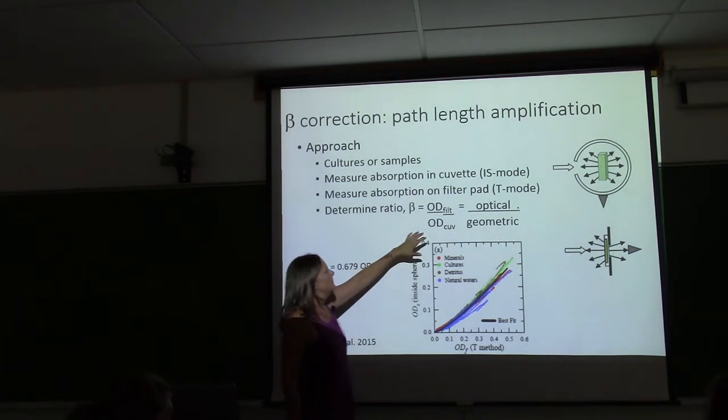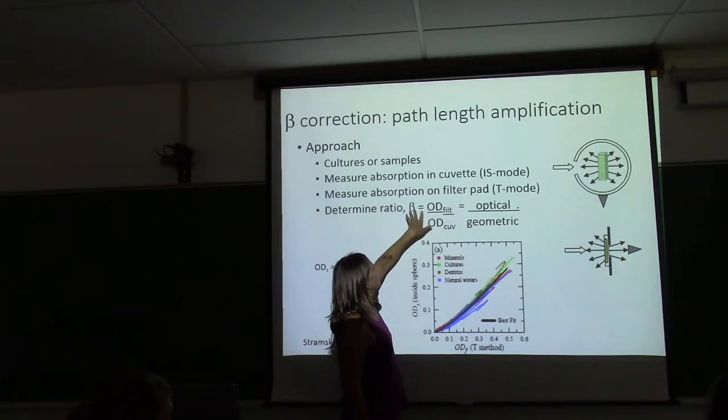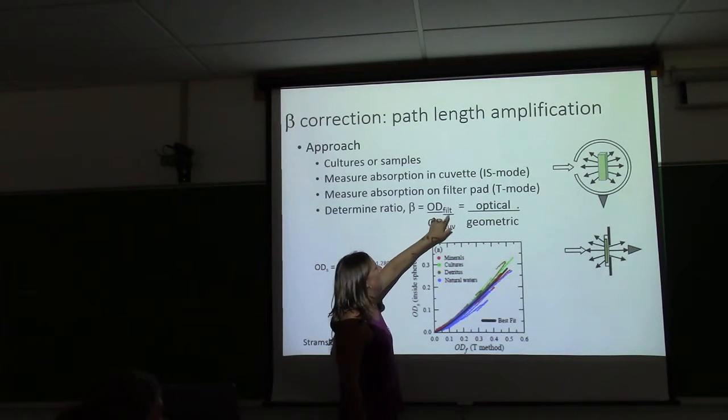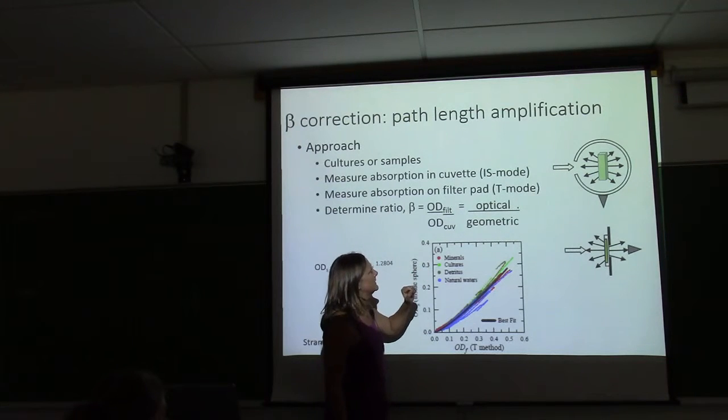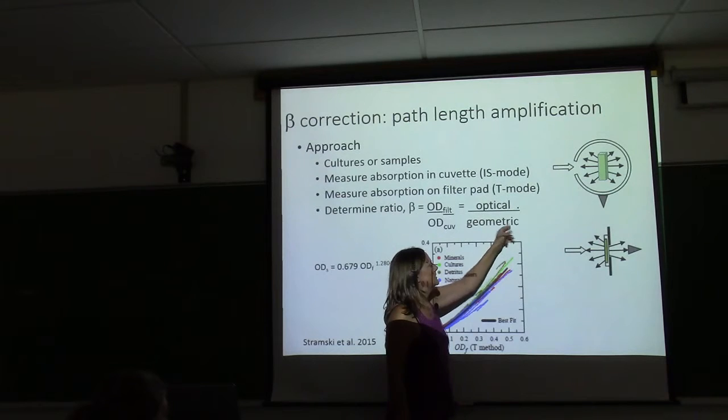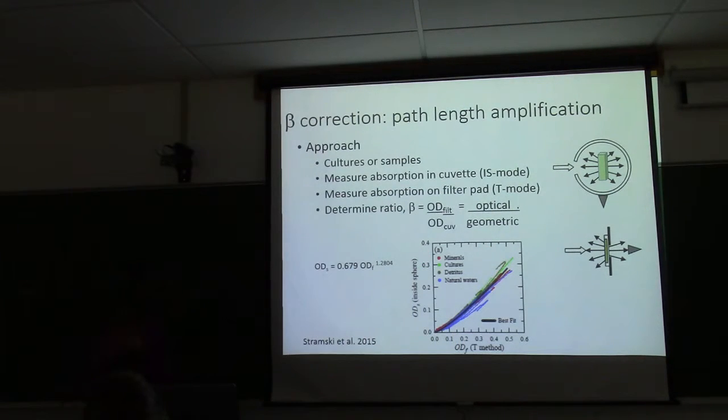And so this is determining what they call the beta effect or the path length amplification effect, by looking at the ratio of the absorbance on the filter, or optical density, versus that in a cuvette. It gives you the ratio of the optical path length versus the geometric path length. Geometric path length is this. Optical path length is the increased path length caused by multiple scattering in your sample going through each of your particles more than once.